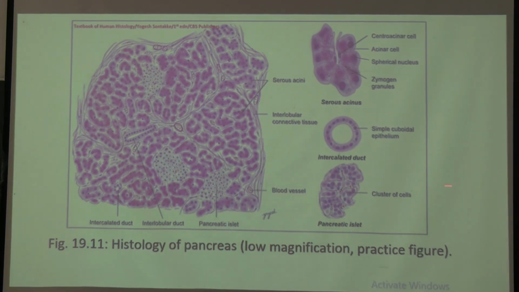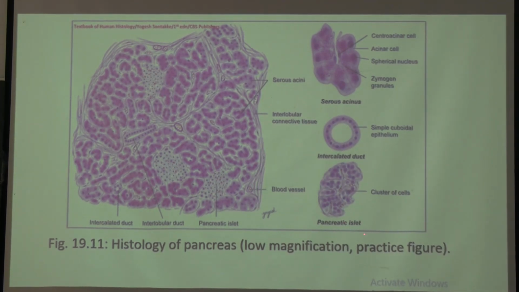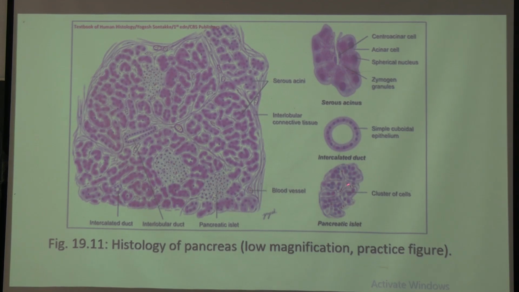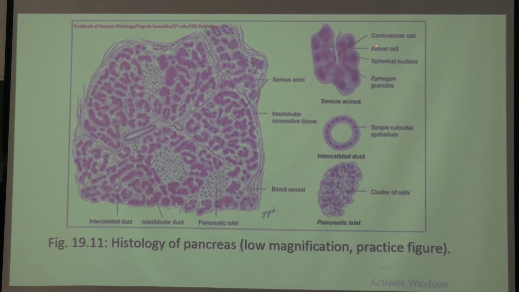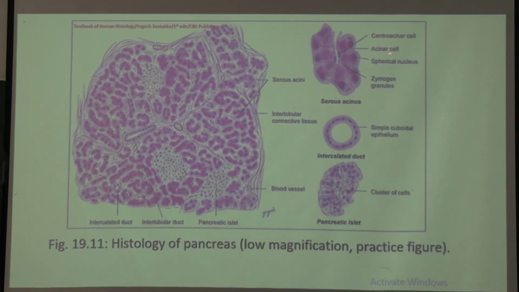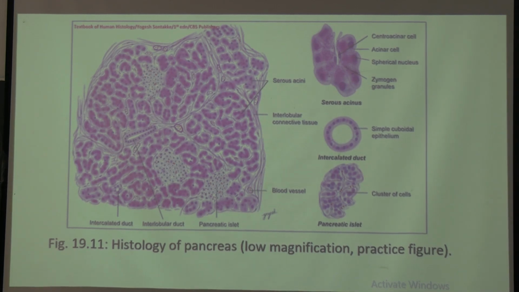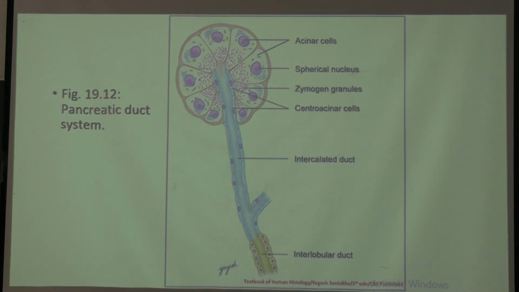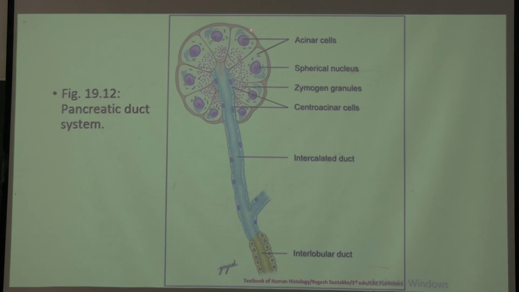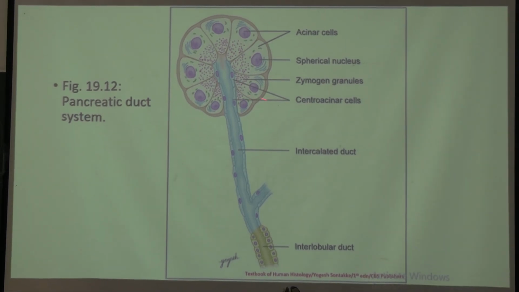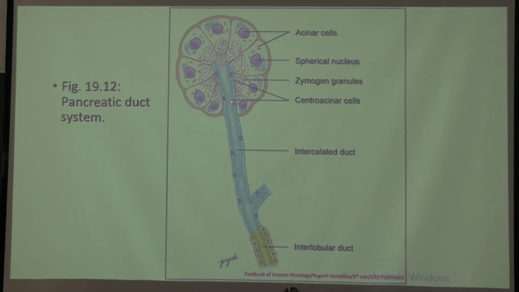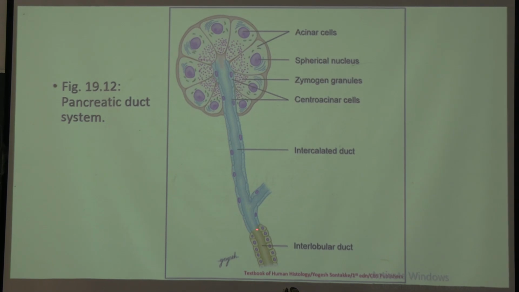See the pancreatic islets, islet cells, a cluster of cells here. Intercalated duct, simple cuboidal epithelium, and centroacinar cell, spherical nucleus, zymogen granules, serous acinus. Here, pancreatic duct system: these are the acinar cells, spherical nucleus, zymogen granules, centroacinar cells, and intercalated duct and interlobular duct.